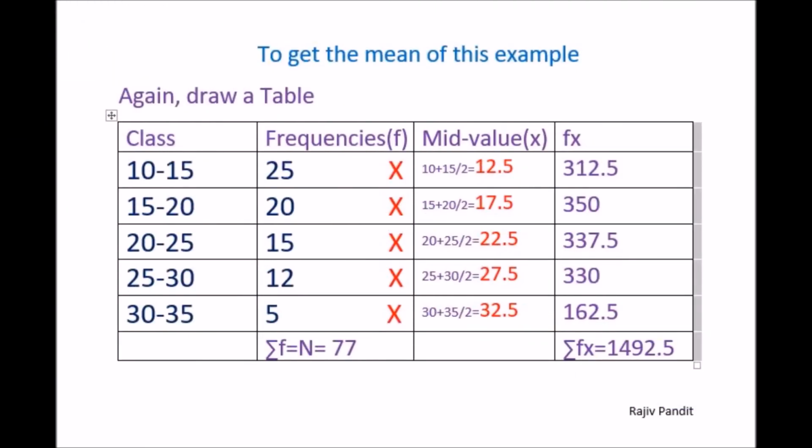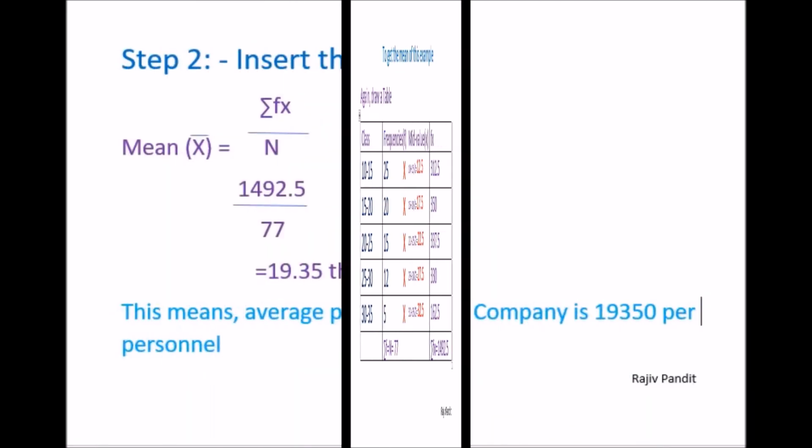To get the mean of this example, again draw a table: class, frequencies, mid value, frequency into mid value. Here, to get the mid value, add the two extreme values and divide by 2. For example, 10 plus 15 by 2 equals 12.5. 15 plus 20 by 2 equals 17.5, and so on, and multiply each by its frequency.